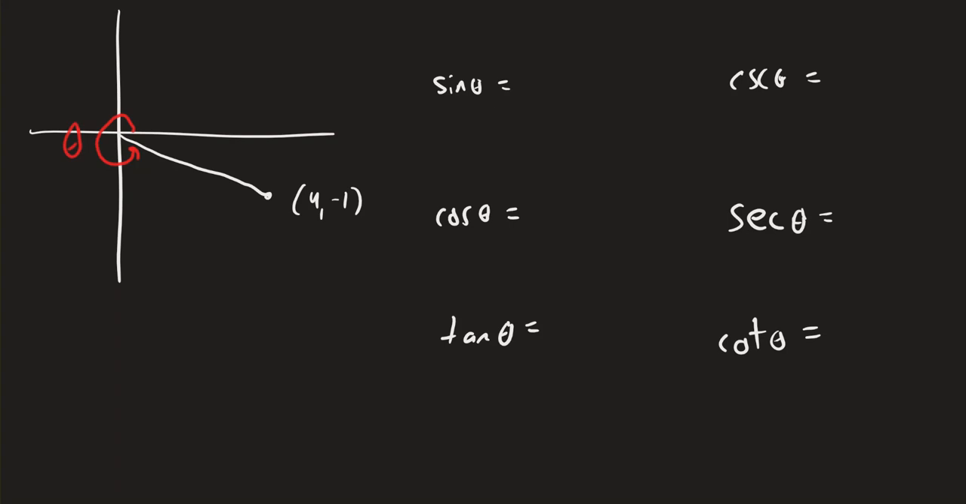Alright, we've got an angle theta, and its terminal side lands on the point (4, -1), which means we could make a reference triangle here by going right 4 and down 1. That reference triangle becomes a right triangle, and because it's a right triangle, we will have the tools of SOHCAHTOA. And so this is the angle theta.